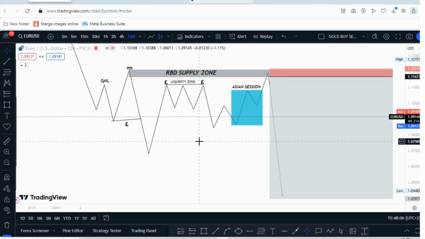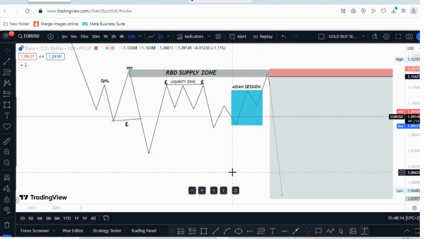Sometimes it will just be respected and then the market is just going to go in a direction like that. However, you can't just trade this alone. You need to have a strategy.